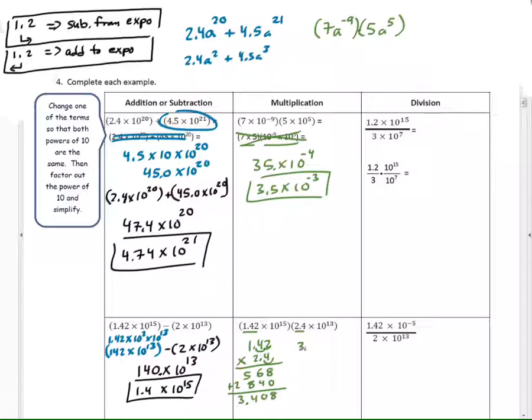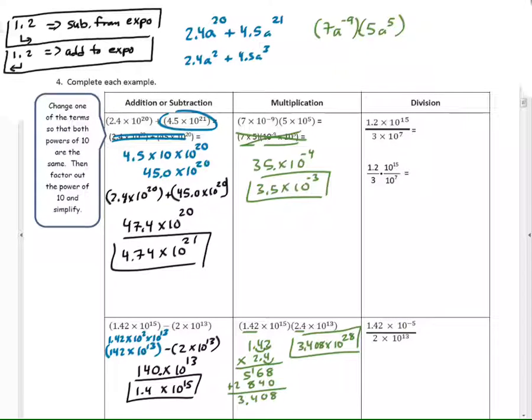So we have 3.4. Did I add wrong? No, you're right. I just didn't show you I carried the 1. All right. 8 times 10 raised to the 28th power. Is this proper scientific notation? Yes, because the decimal is right after the first non-zero number. We don't even have to change anything. That's beautiful. So that's it.